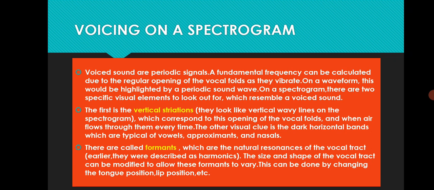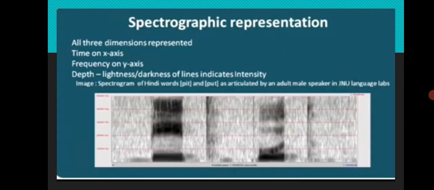The other clue is the dark horizontal bands, which are typical of vowels, approximants, and nasals. They are called formants, which are the natural resonances of the vocal tract. Earlier, they were described as harmonics. The size and shape of the vocal tract can be modified to allow these formants to vary. This can be done by changing the tongue position, lip position, etc.